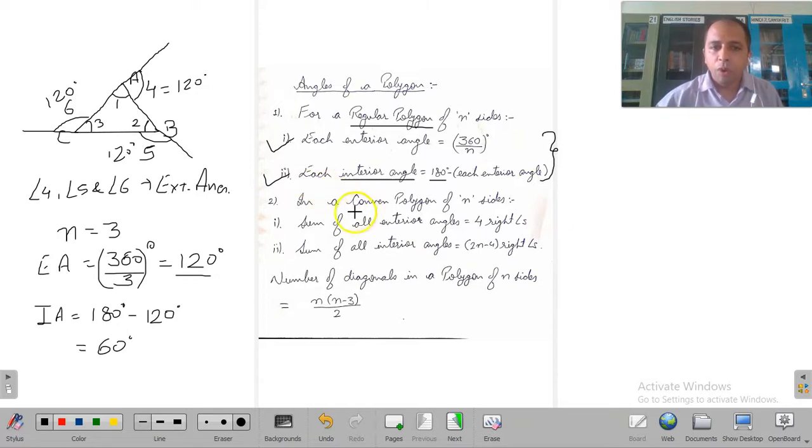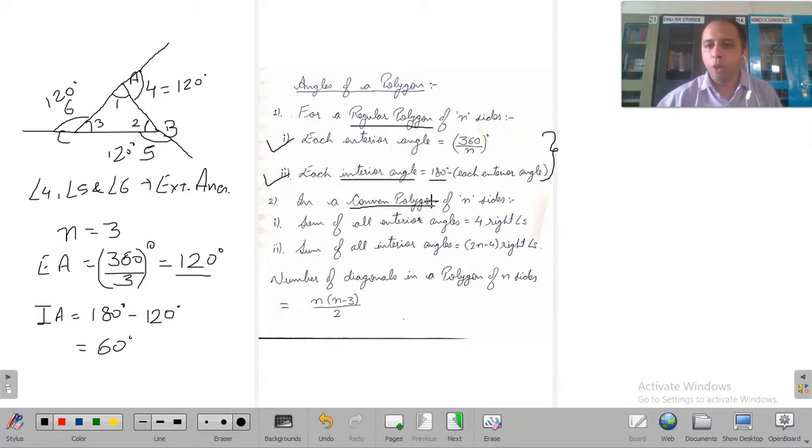Then for a convex polygon, now what is a convex polygon? A polygon which does not intersect itself, or a polygon in which no side intersects any of the other sides, is known as a convex polygon. We have discussed this in the previous lecture of this chapter.